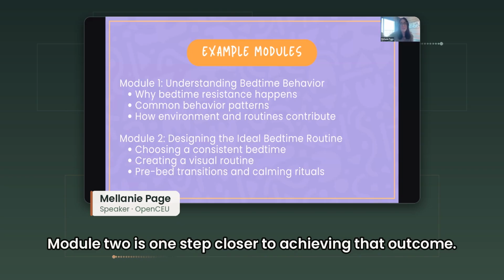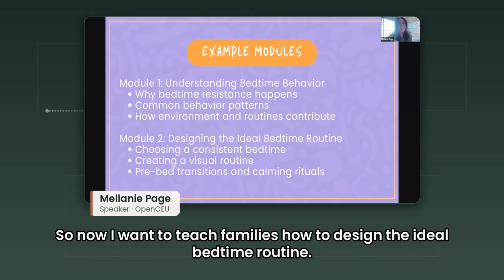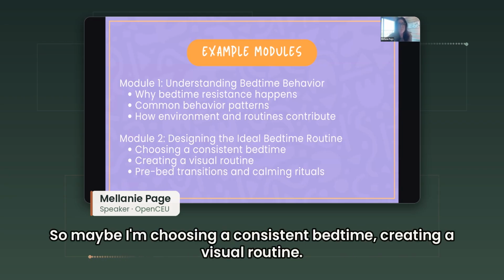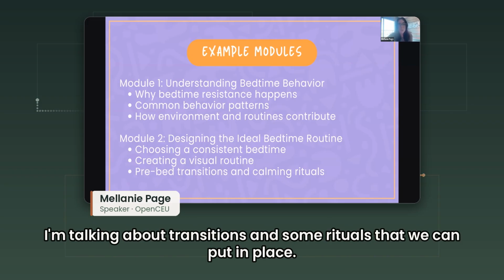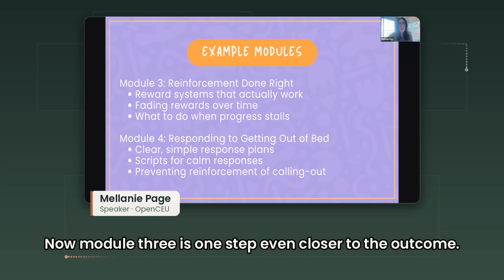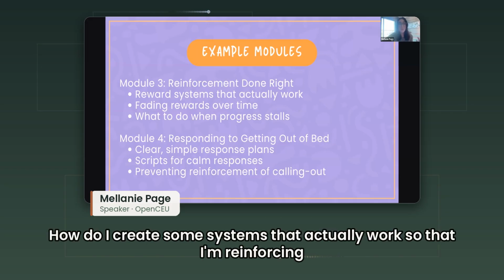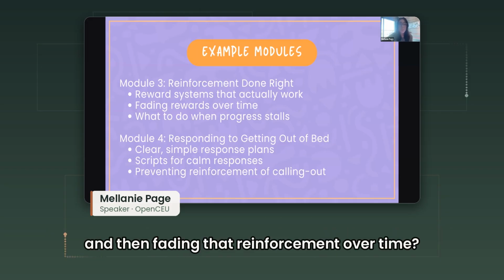Module 2 is one step closer to achieving that outcome. So now I want to teach families how to design the ideal bedtime routine. So maybe I'm choosing a consistent bedtime, creating a visual routine, talking about transitions and some rituals that we can put in place. Now, module 3 is one step even closer to the outcome. So now I'm teaching reinforcement. How do I create some systems that actually work so that I'm reinforcing and then fading that reinforcement over time?